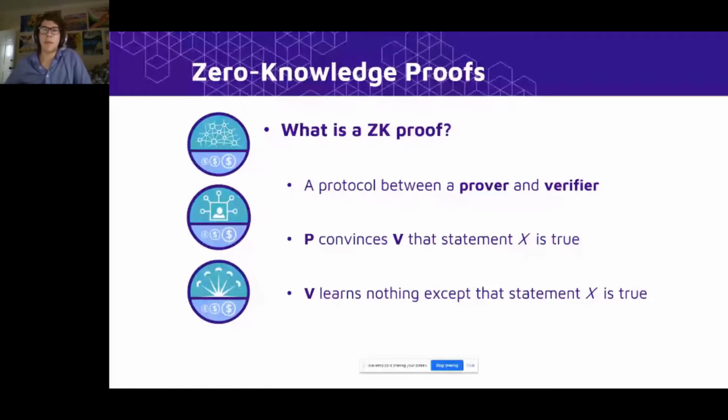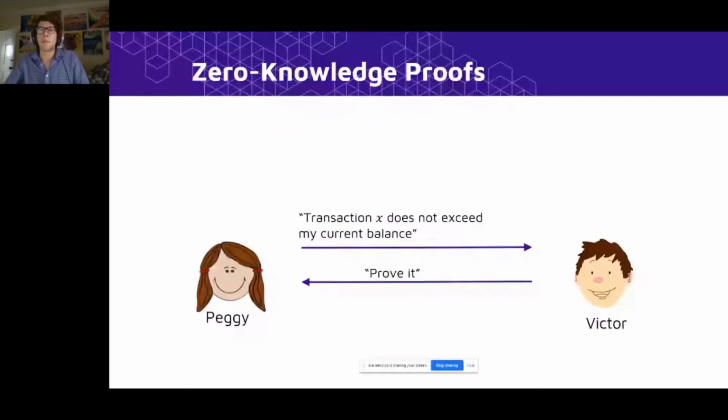So here's an example. Peggy wants to convince Victor that this transaction X doesn't cause her balance to go below zero. And using a zero-knowledge proof, she can prove this without revealing anything about the transaction, the amount, her current balance in her account, or any of her other private information.